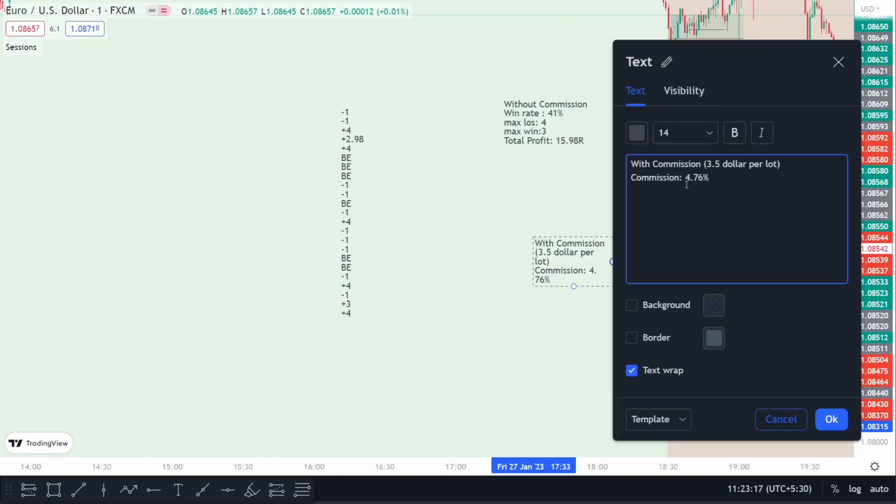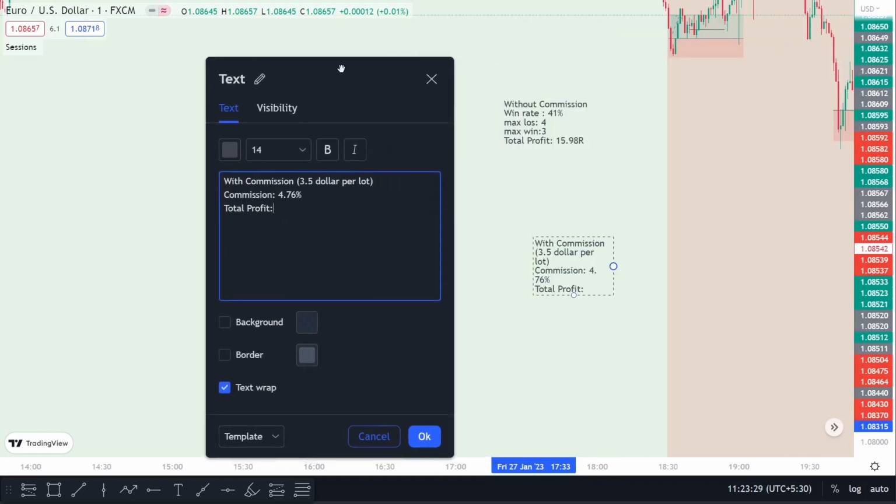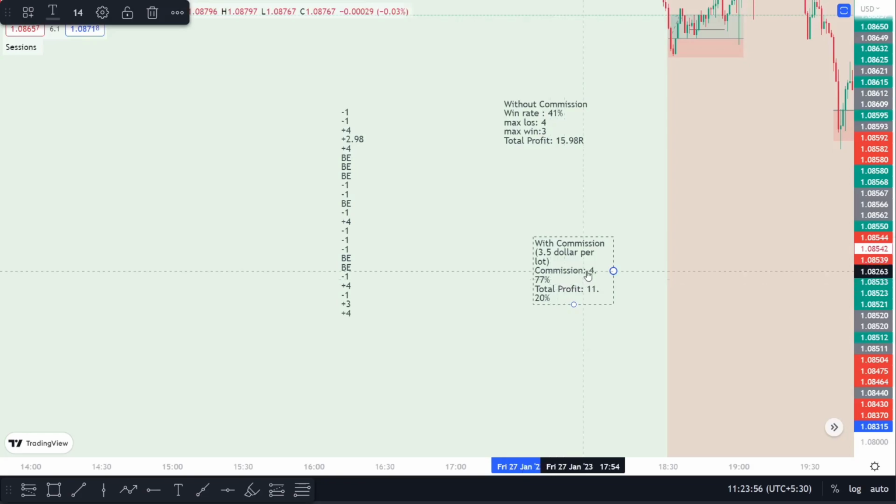So total profit with commission, if we minus 4.77 from the total, we get something like 15.98%. So if we risk 1% per trade, we will be at a total profit of 11.20%. So we will still be up like 11.20% with commissions, okay.